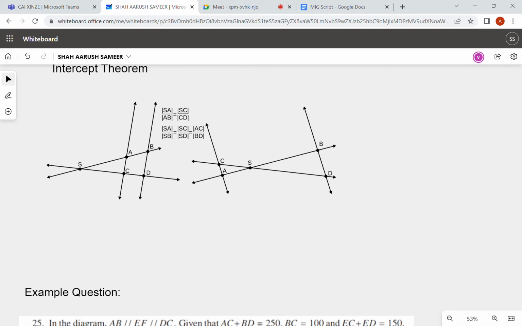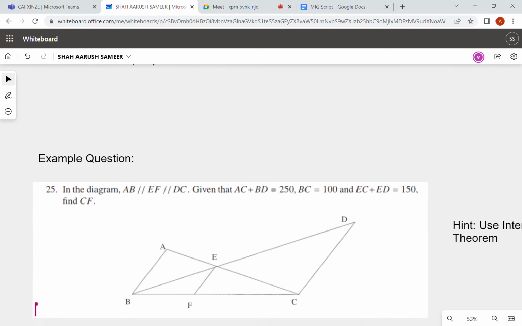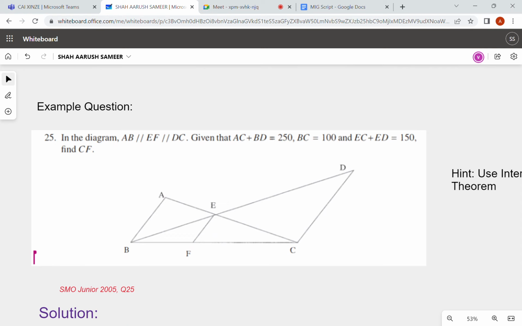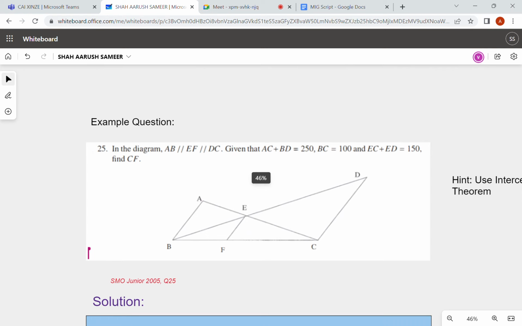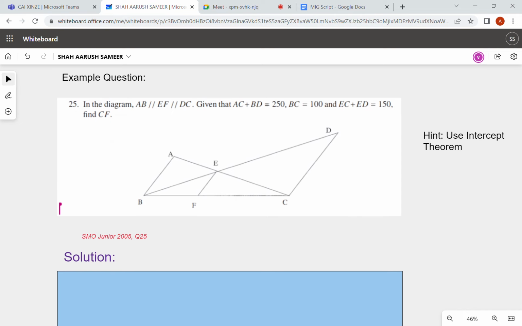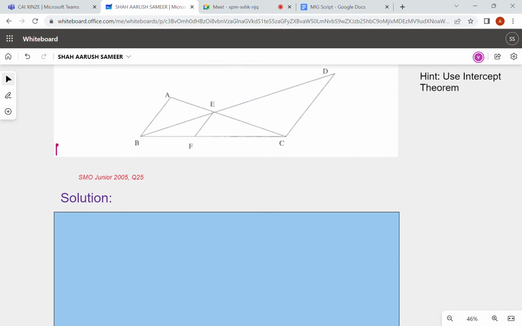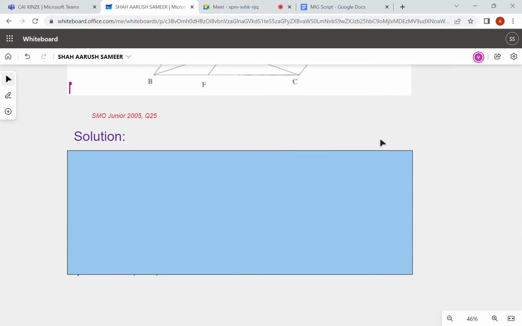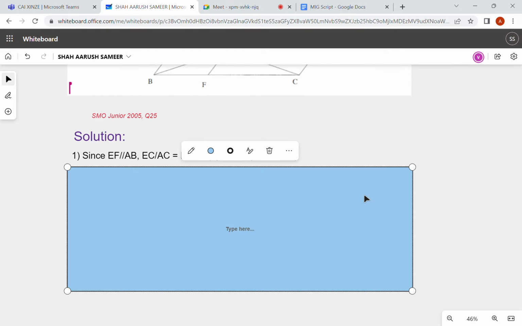Now I'll be talking a bit about the example question. We have a diagram where AB is parallel to EF, which is parallel to DC. We have AC plus BD is equal to 250, BC is equal to 100, and EC plus ED equals 150. We need to find CF. If you want to solve this question, you could pause it now, and here's a hint: you need to use the intercept theorem. If you have given it a shot, I will be presenting the first part of the solution.